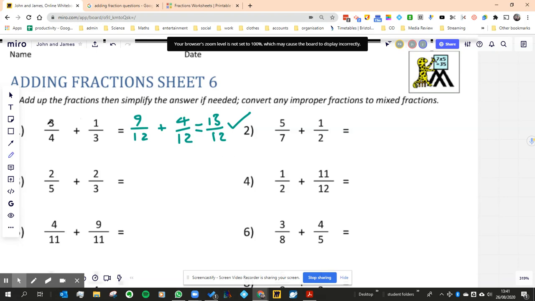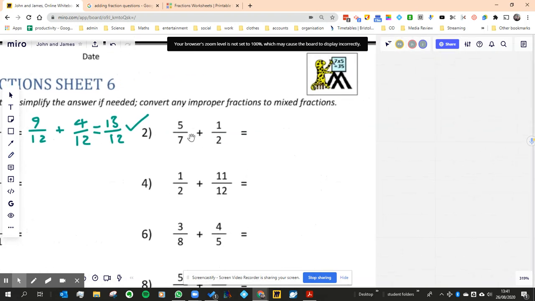Yeah, so I've turned the 3 over 4 to 9 over 12, and I've turned the 1 over 3 into 4 over 12. So now we're going to do the same with number 2. We've got to find what denominator it will be, and what denominator do we want this time, do you think?